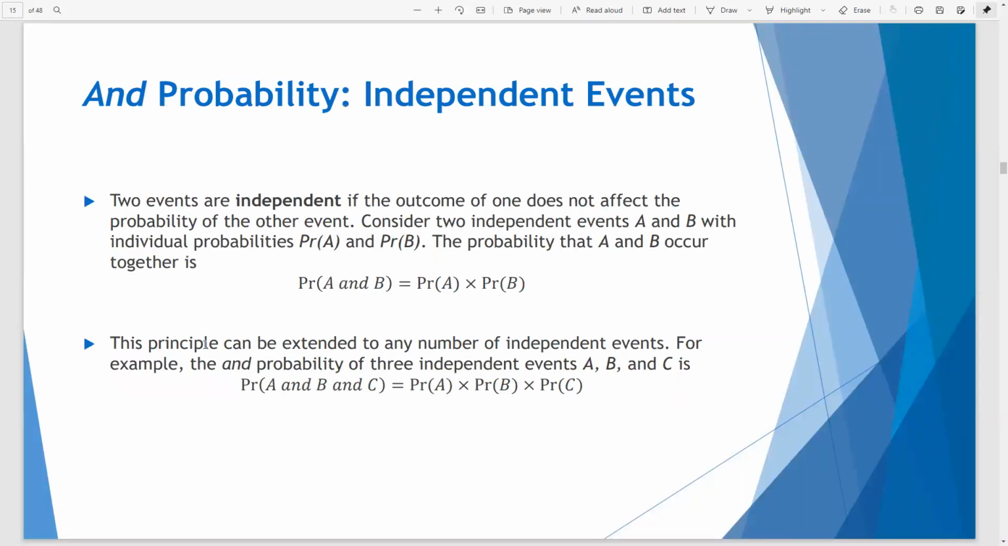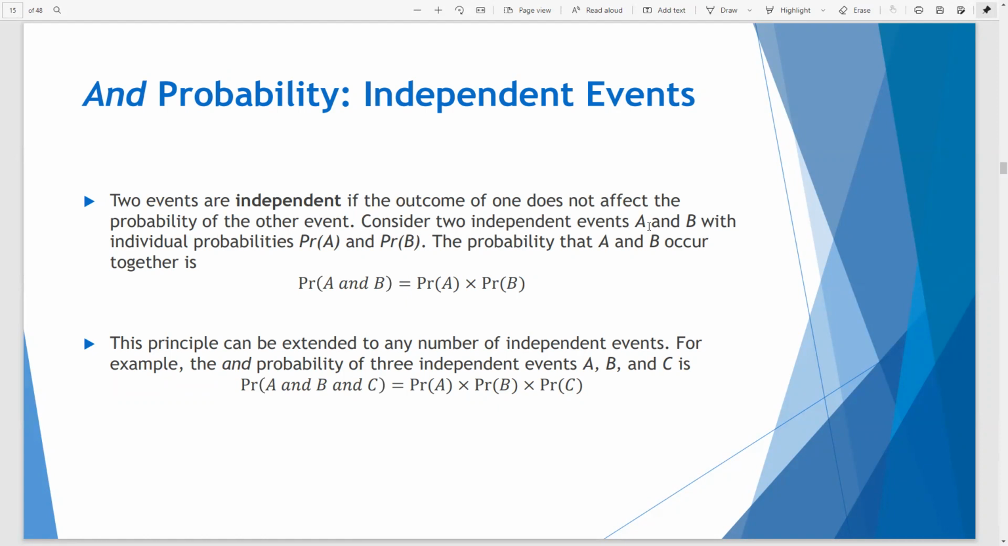First, let's see the AND probability, like the probability of A and B, right? The probability of A and B. First is independent events. The probability of A and B, or A and B and C, for independent events. Two events are independent if the outcome of one does not affect the probability of the other event, which means they do not affect each other.